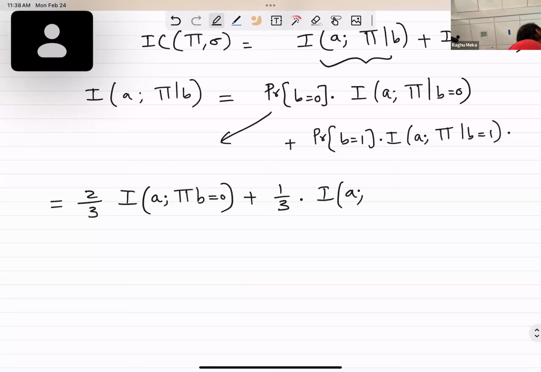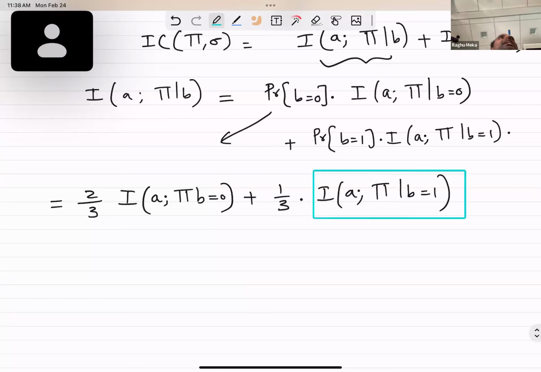Okay. So what do you do now? So the second term, what can you tell me about the second term? If B equals 1, what's A? Remember the support is 0, 0, 0, 1, 1, 0. So if I tell you B equals 1, A is fixed. So what's the information there? There's no information. There's no uncertainty. So this thing is equal to 0. So I just end up with this guy.